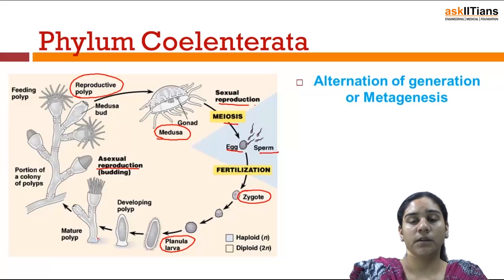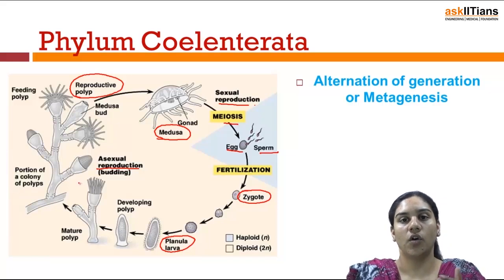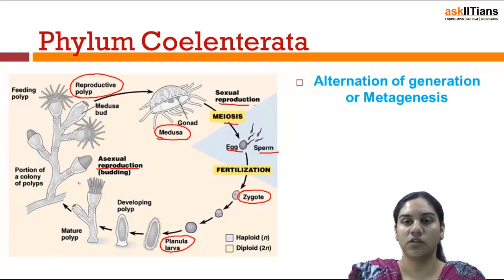Now the planula larva develops into a polyp and matures, and then it performs the function of asexual reproduction, that is, by budding. Again it alternates into a medusa form. So this cycle goes on throughout the life cycle of these organisms.